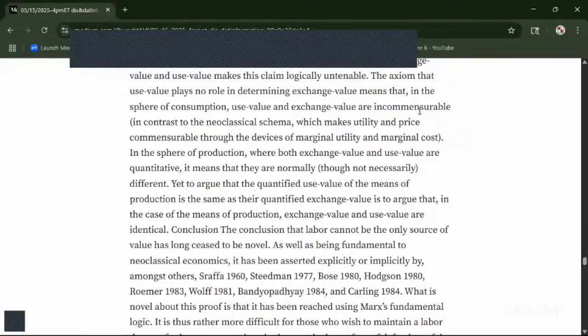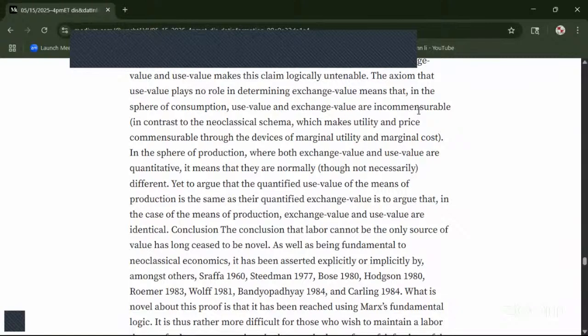So if you looked at this particular list, the usual suspects, right? Strauss, Steedman, Bose, Opposé, Hodgson, Romer, Wolf, Bandeopate, and Carling. I mean, it's good stuff to read. It's really important. It is kind of canonical in that sense.